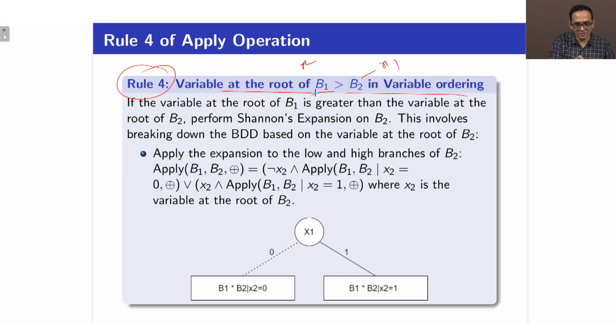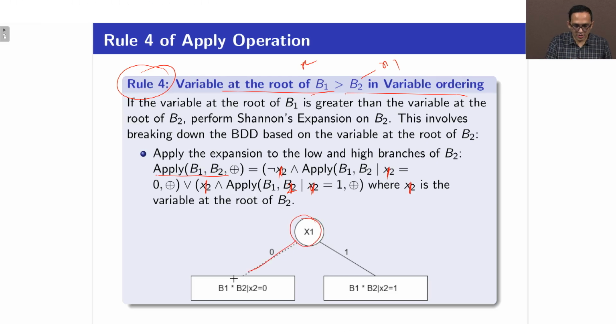So, what I am doing here is, say the root node is x1. I will apply x1 equal to 0 to B2, because B1 does not have x1, and then again for B1 and B2 I will apply x1 equal to 1, where x1 is the root node of B2. So, now essentially I will create a root node x1.